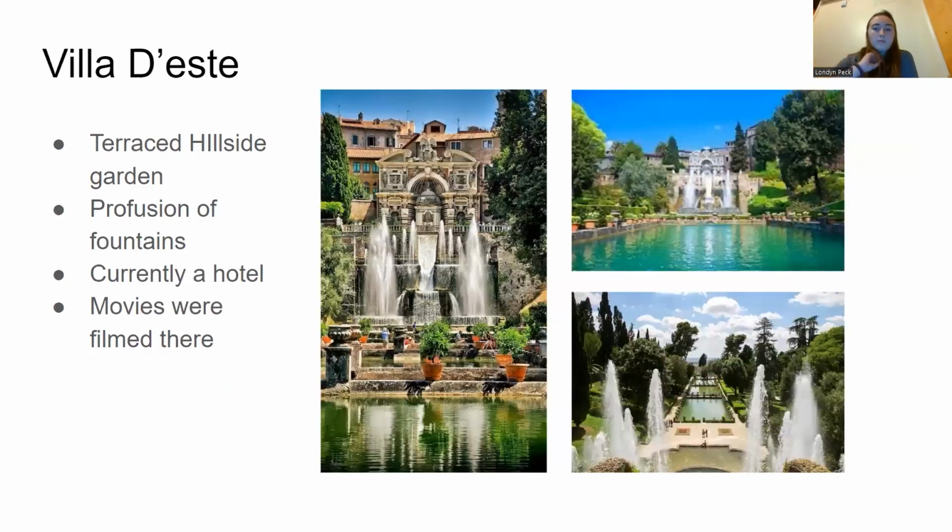One of the most famous villas is Villa d'Este. It's known for being terraced on this hill, so it gives it a lot of height and grandeur and texture. There are some people you can see for scale in these photos. It's just really big, and the fountains are big, and the water's big.